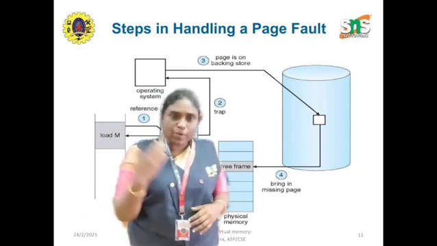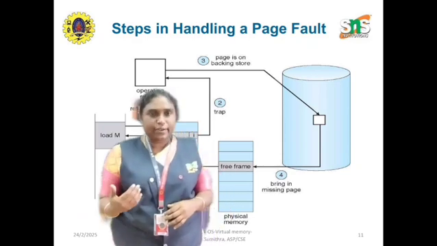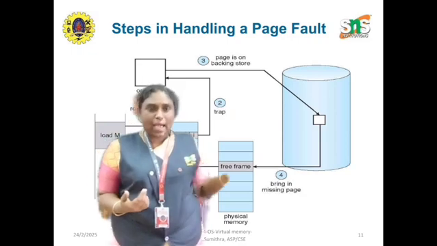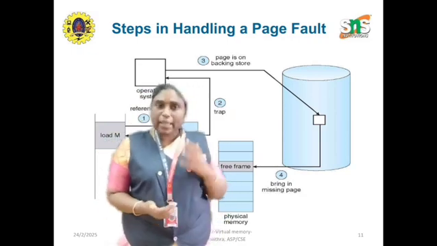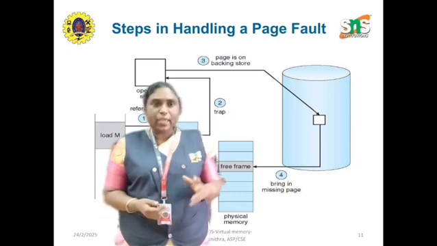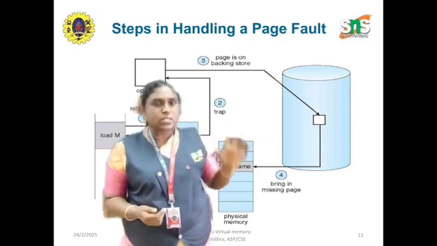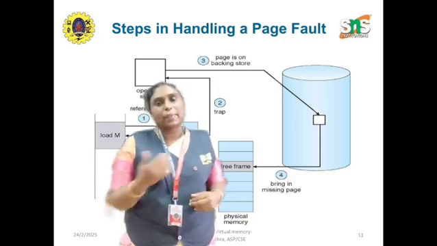The MMU always translates the logical to the physical address. We use a page table with valid and invalid bits to track page status. A page fault occurs when the page is not in memory. Hence, the OS loads it from the disk and updates the page table.